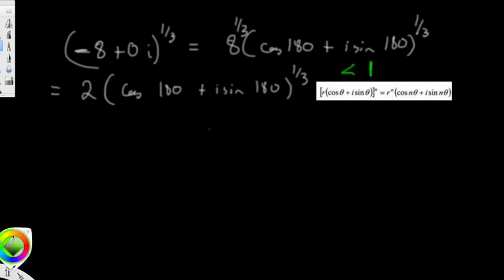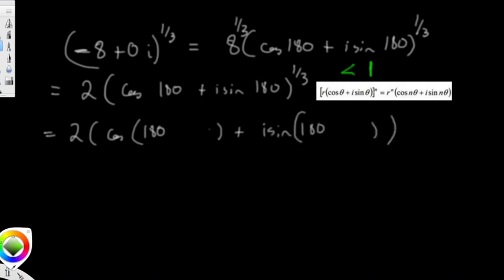So let me write that below. This is equal to 2, and then cos 180, and I'm going to put that in brackets and leave a gap there. Sine 180, and I'm going to put that in brackets and leave a gap there. And what we're going to do here is add in 360. This is the modification that we're going to do to the complex number. Now these two things are equal to each other, okay?